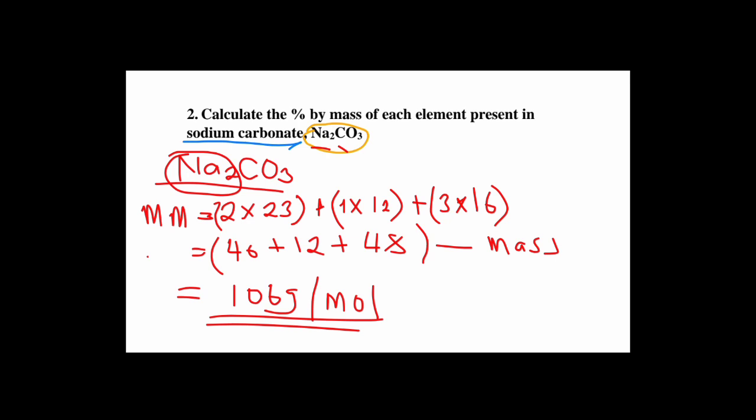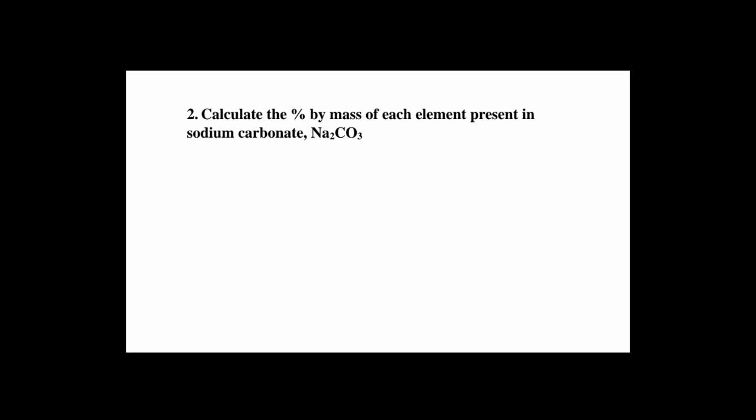Now, we have 106 as the total mass of sodium carbonate. From here, the question is easy. They want us to come up with the percentages of each element in sodium carbonate. So we are going to start with the first element, which is sodium. The percentage by mass of sodium, we are going to say the mass of sodium was 46 grams.